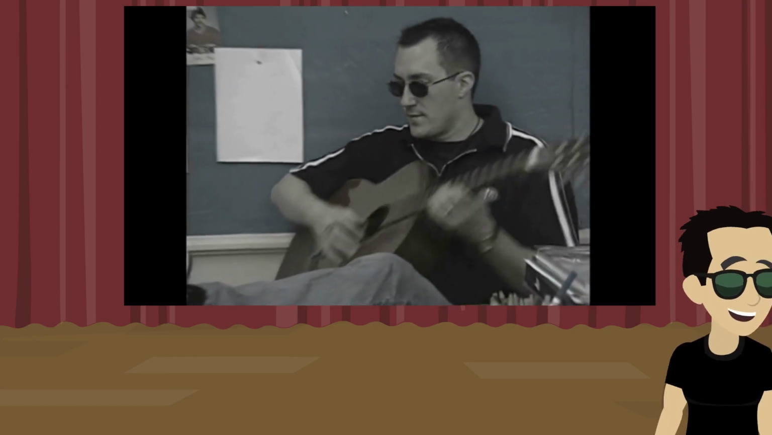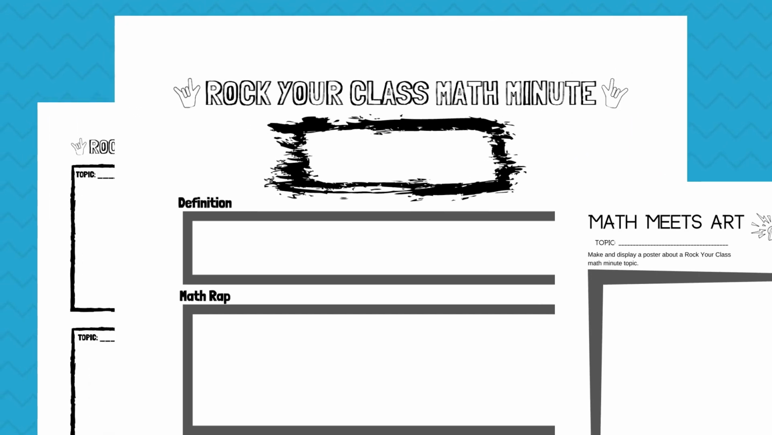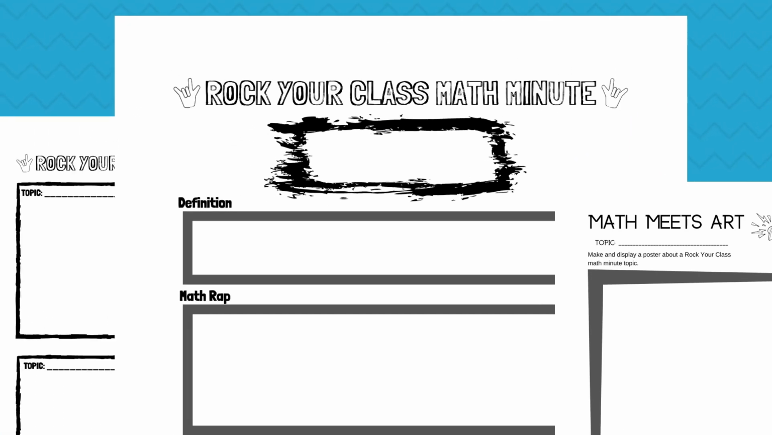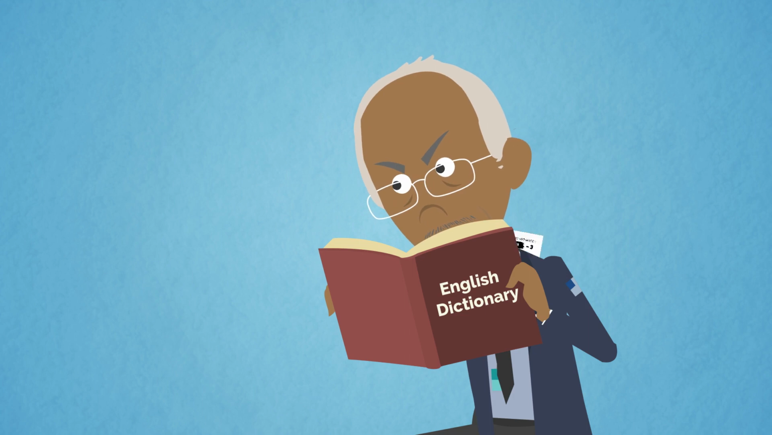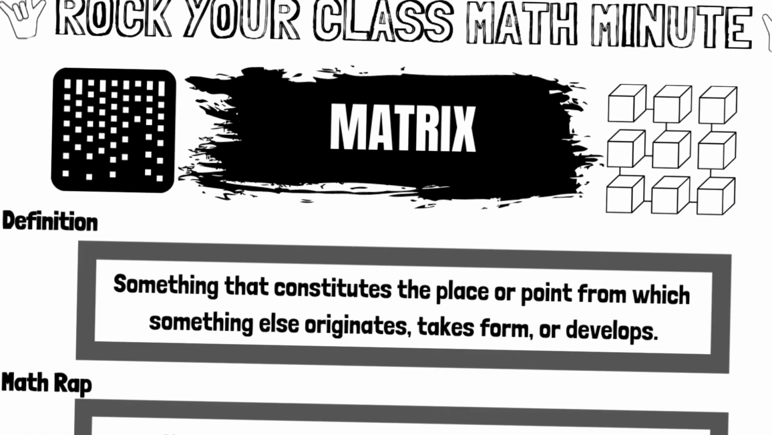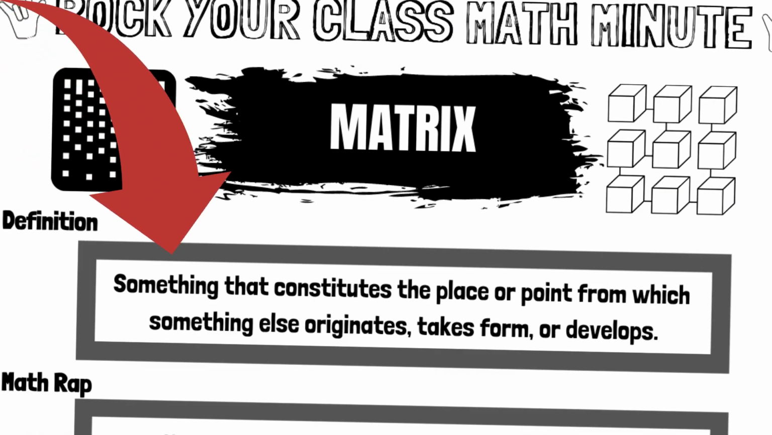Get ready for today's Math Minute topic. Matrix. What does the dictionary say? Something that constitutes the place or point from which something else originates, takes form, or develops.